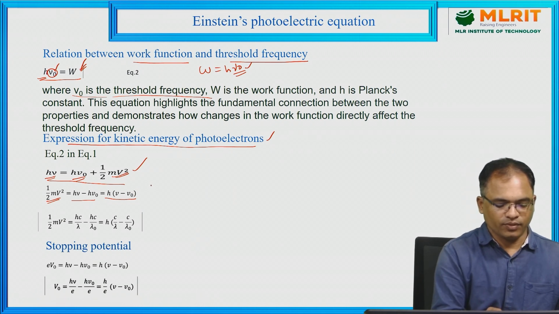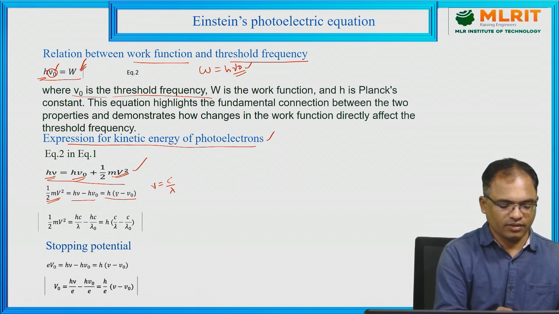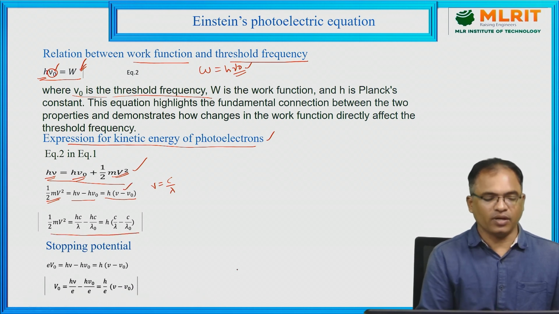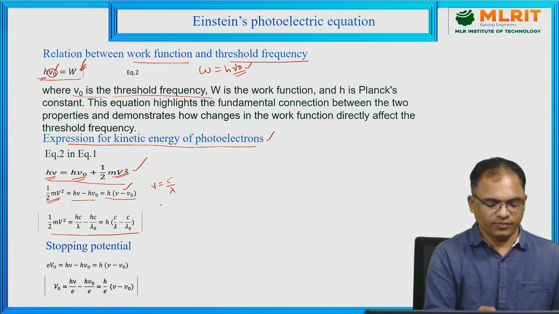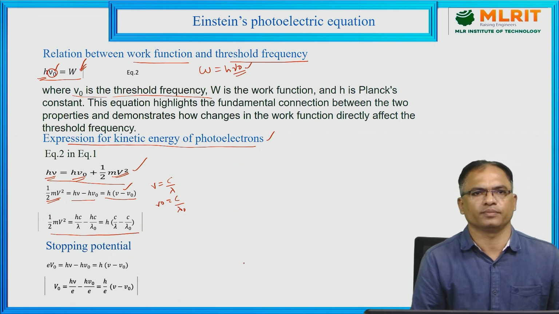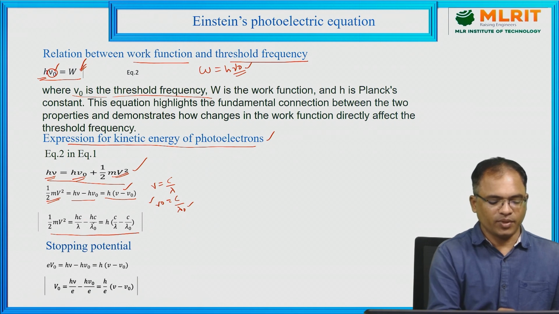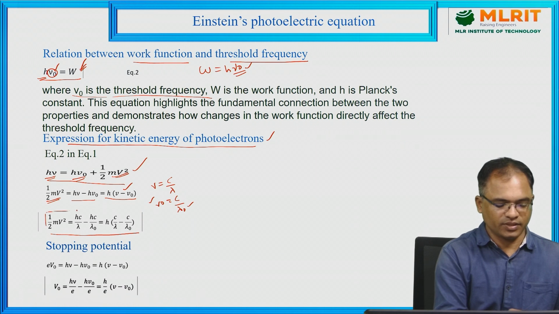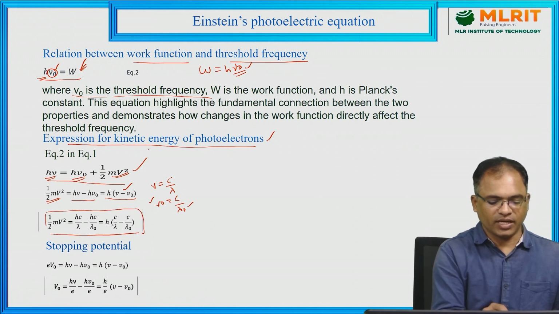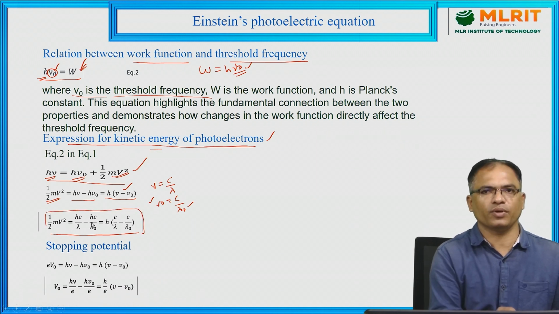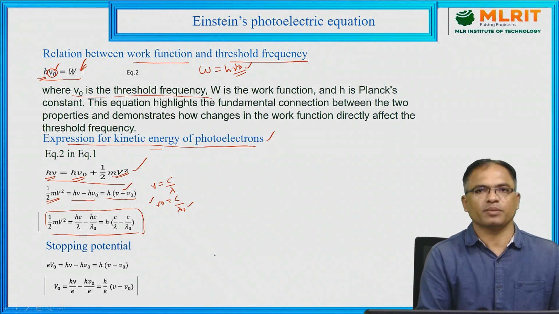So we know nu can be written as c by lambda. Using that in this equation we get half mv square equal to hc by lambda minus hc by lambda naught, where nu naught is equal to c by lambda naught, and lambda naught is nothing but threshold wavelength. The wavelength corresponding to threshold frequency is called threshold wavelength. That is h into c by lambda minus c by lambda naught. So this is the expression for kinetic energy of photoelectrons. Half mv square equal to h into c by lambda minus c by lambda naught.